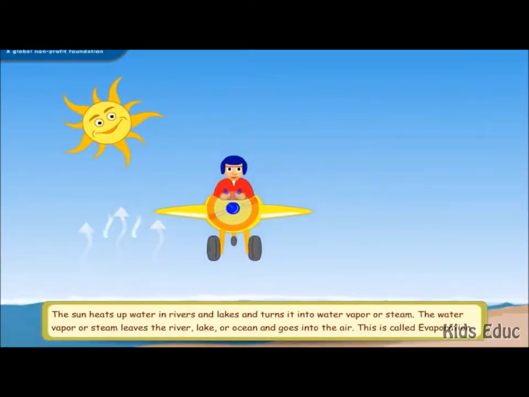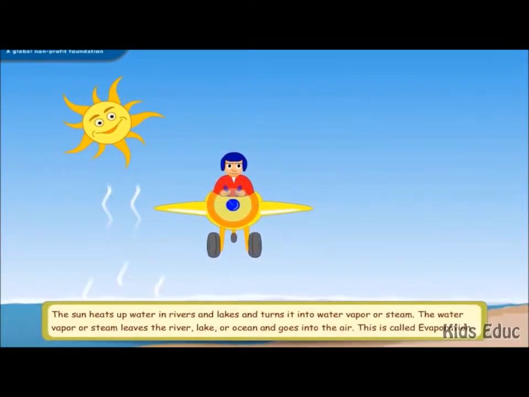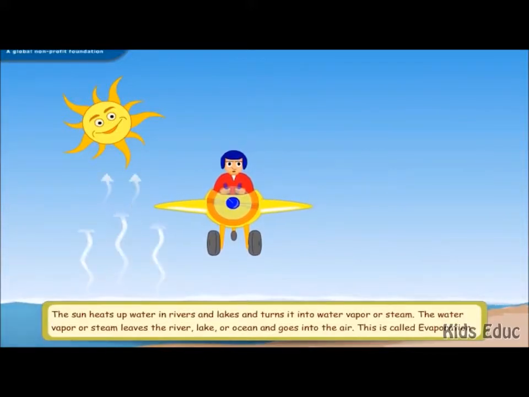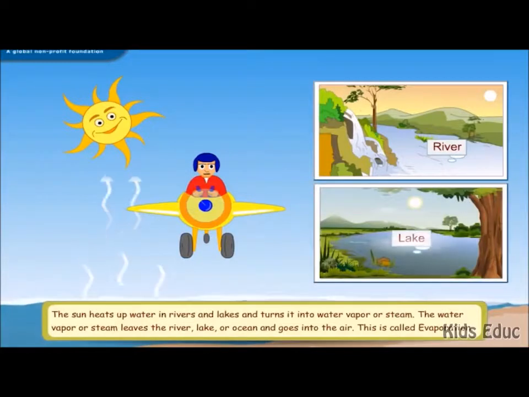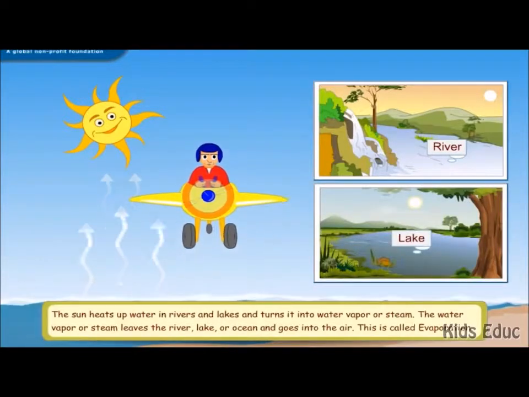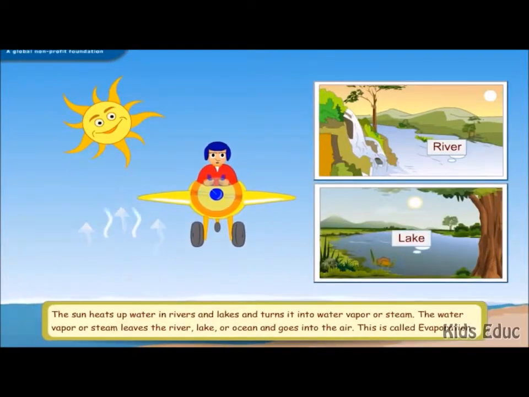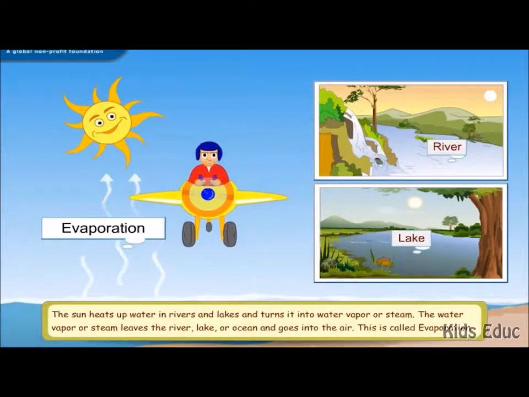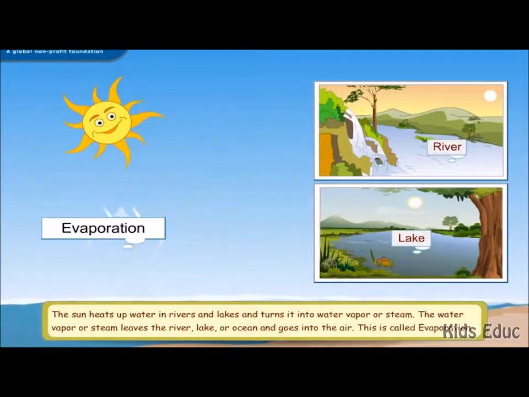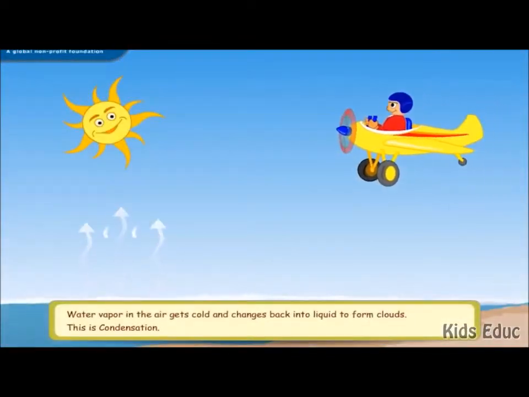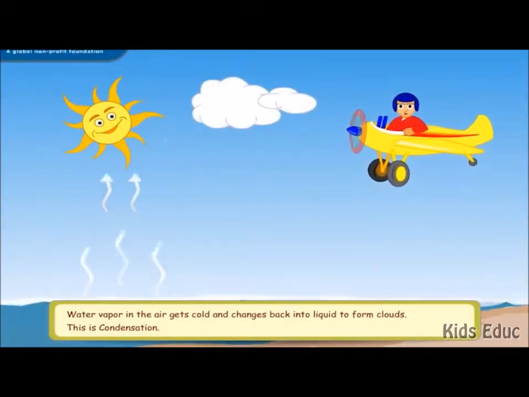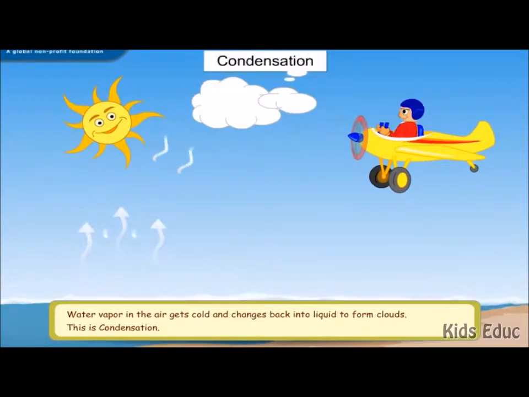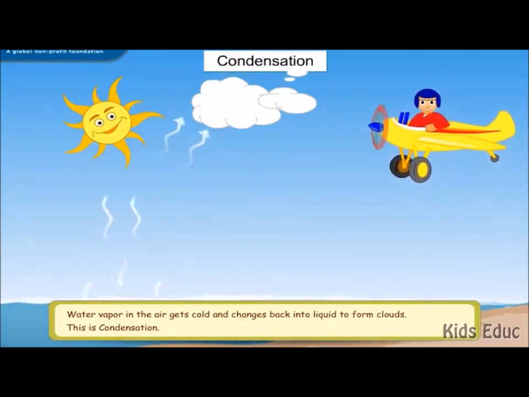The sun heats up water in rivers and lakes and turns it into water vapor or steam. The water vapor or steam leaves the river, lake, or ocean and goes into the air. This is called evaporation. Water vapor in the air gets cold and changes back into liquid to form clouds. This is condensation.